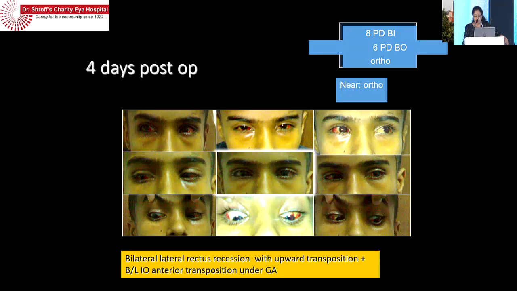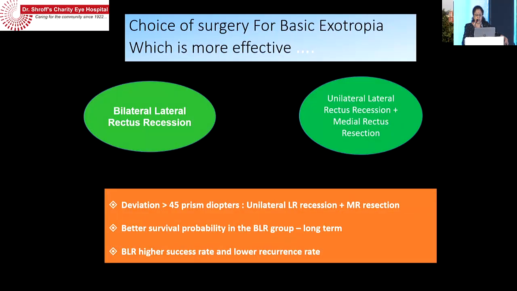So this helps to prevent recurrences, and so we need to plan the type of surgery depending on the case. But for a basic exotropia, the basic concern is that we have seen that the results are not very good. So what is more effective, a bilateral lateral rectus recession or a unilateral recess-resect? There was a better survival probability and lower recurrence rate in the bilateral recession group.